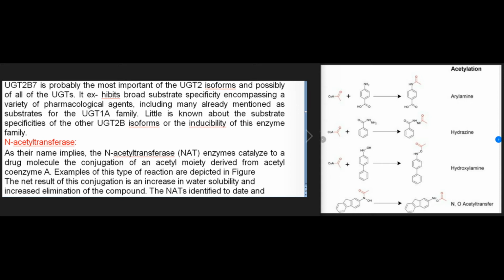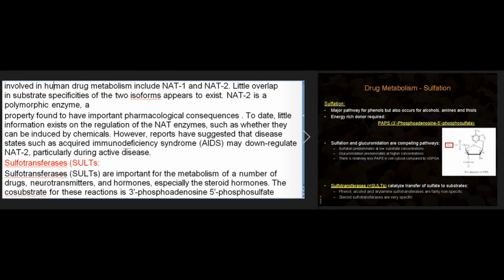N-acetyltransferases. As their name implies, the N-acetyltransferase, NAT, enzymes catalyze the conjugation to a drug molecule of an acetyl moiety derived from acetyl coenzyme A. Examples of this type of reaction are depicted in the figure. The net result of this conjugation is an increase in water solubility and increased elimination of the compound. The NATs identified to date and involved in human drug metabolism include NAT1 and NAT2. Little overlap in substrate specificities of the two isoforms appears to exist.